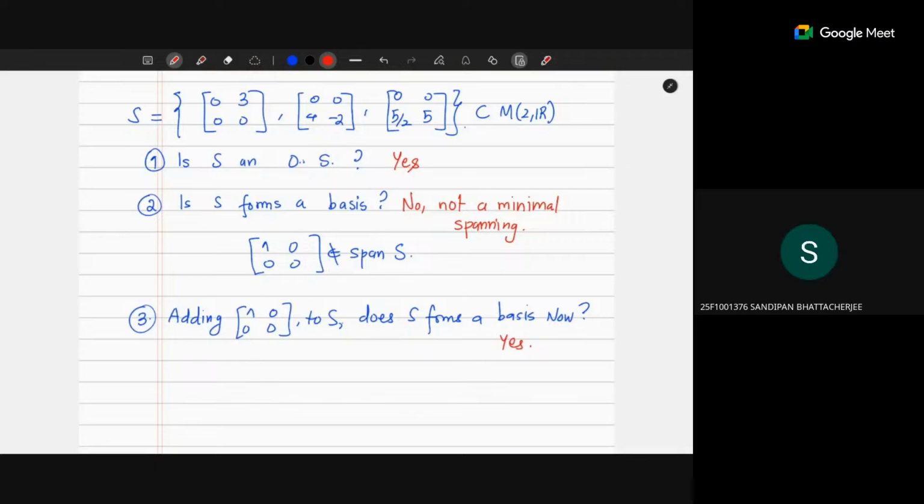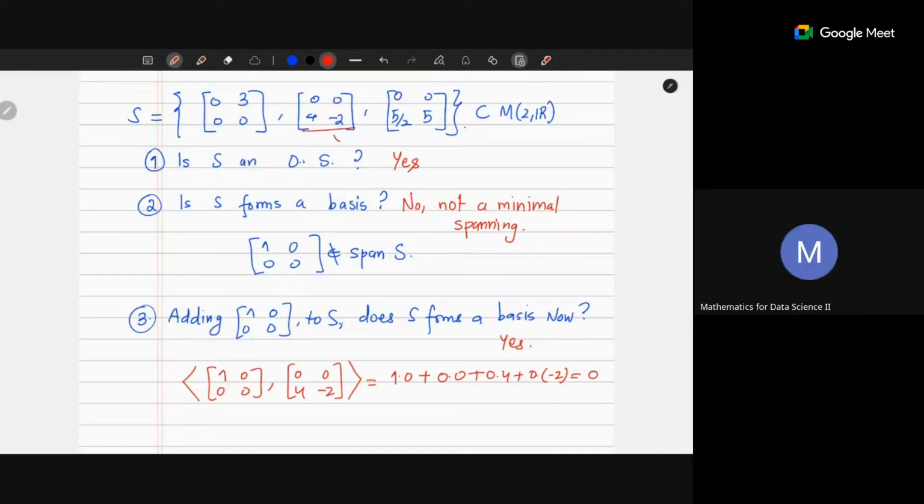Why? Let's do the inner product. The last entry would be minus 10. So it is 1 times 0 plus 0 times 0, 0 times 4, 0 times minus 2. It is 0, right? Yes, but if you take M2, M3, this one, still I think it is an orthogonal basis. That will also be 0.